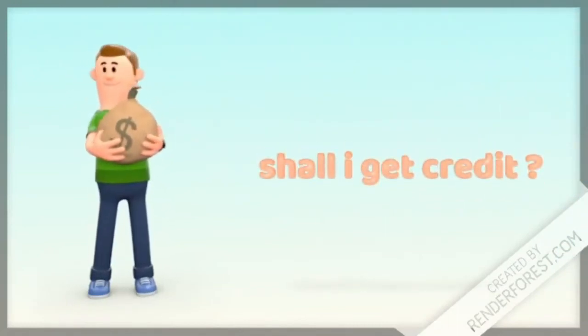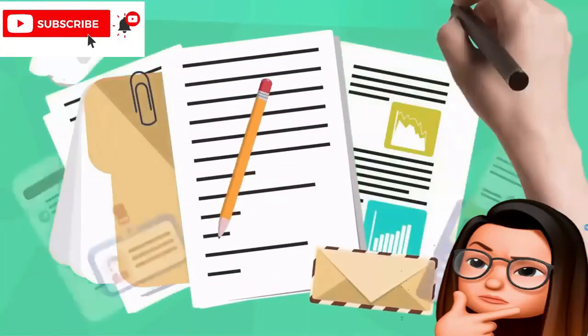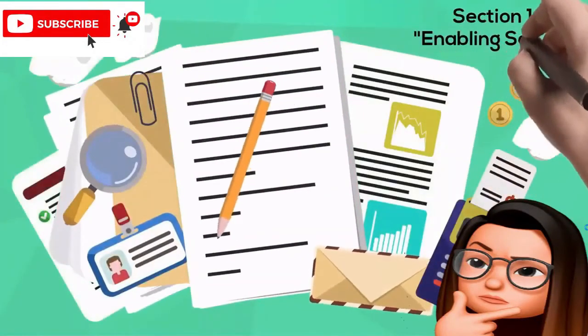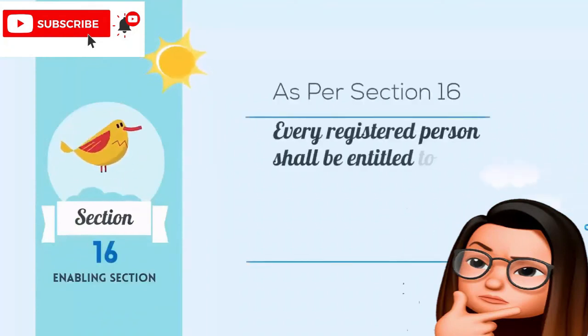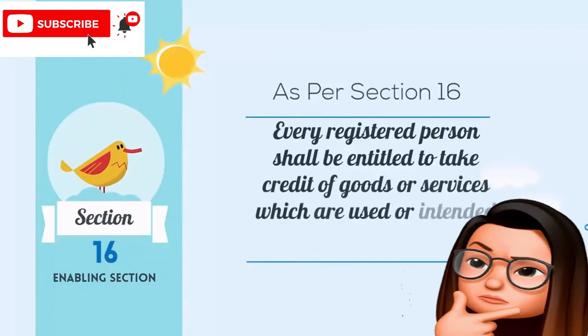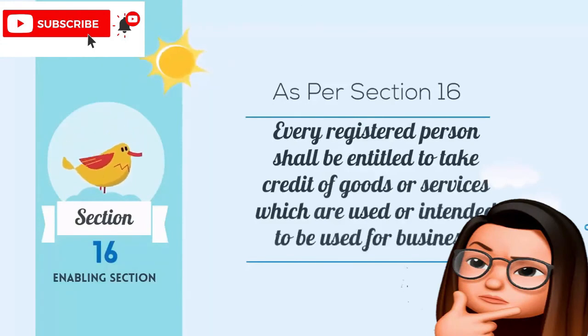Let's see what section 16 says. According to section 16, every registered person shall be entitled to take credit of goods or services which are used or intended to be used for the business. So you are going to get credit for the GST you have paid if you are using that commodity, those goods or services, for the purpose of your business and not for your personal use.